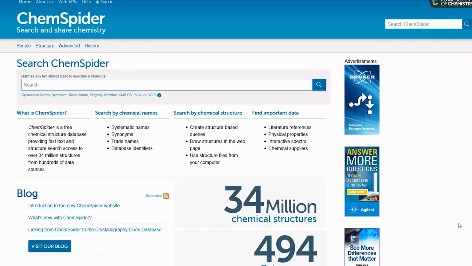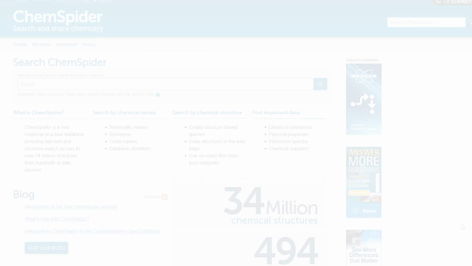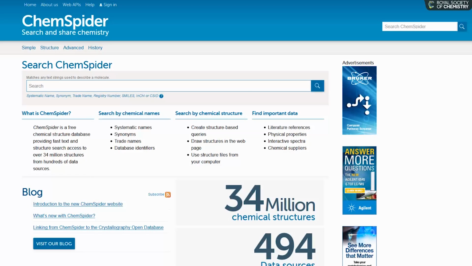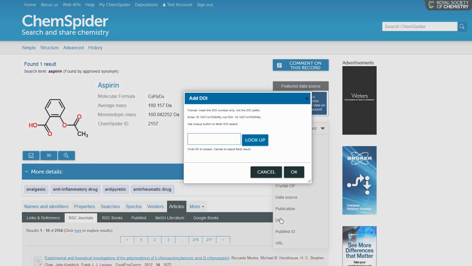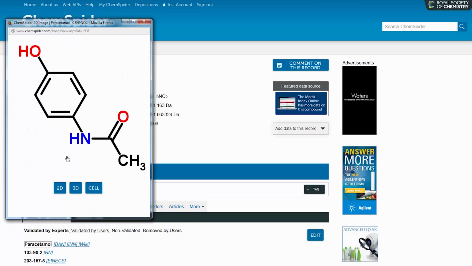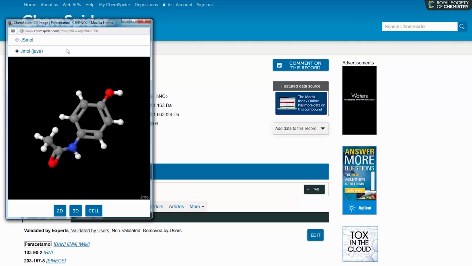Welcome to Chemspider, the free chemical database provided by the Royal Society of Chemistry. Chemspider is a search engine, kind of like Google. Users can add and curate data like on Wikipedia, but it is designed to understand small molecules, and best of all, it's free to use.